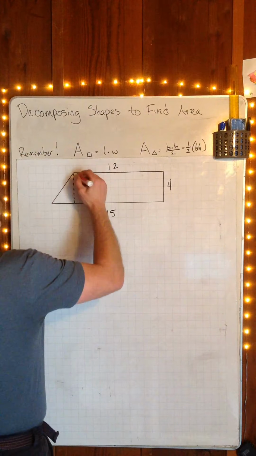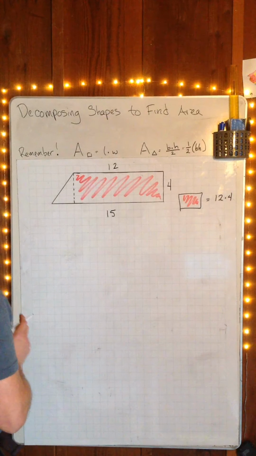just the red rectangle, we can see that its side must be 12 because this side here is 12. It doesn't go any further than here, which means that this side here must also be 12. So this red rectangle, the area of it is going to be equal to 12 times 4 because that's its sides, right?